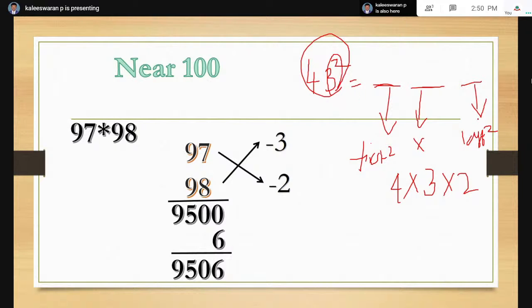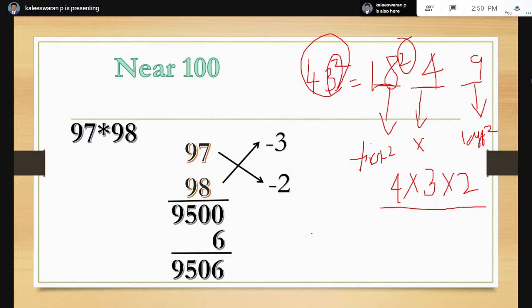43 square. What is the first step? Last digit square. 3 square equal to 9. And the second step, what is the second step? Multiplying all the numbers. 4 into 3 into 2. 4 into 3 equal to 12 into 2 equal to 24. 24, 4 and carry 2. And the last step is first digit square. What is the first digit? 4. 4 square equal to 16. 16 plus 2 equal to 18.